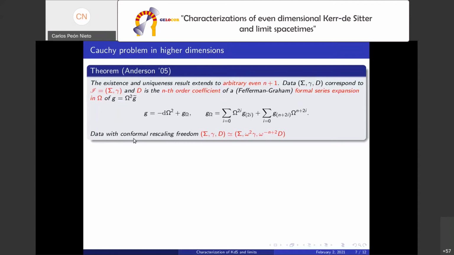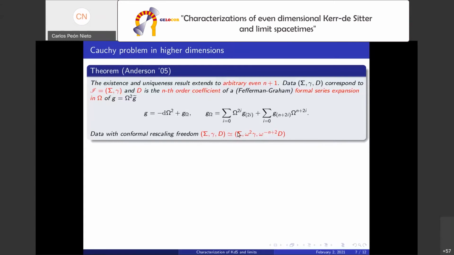And this Cauchy problem also keeps the conformal scaling freedom, but now when we scale the metric by a conformal square factor, the TT tensor must be scaled by a power which depends on the dimension. Obviously, setting n equal to 3, we obtain the usual result. And the thing is that when one tries to calculate this nth order coefficient of the formal series expansion, it is not a direct calculation, it's more complicated.